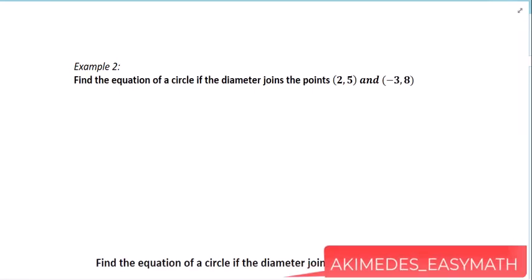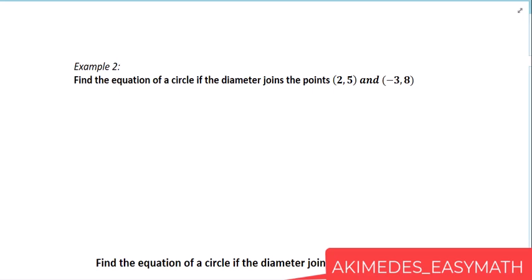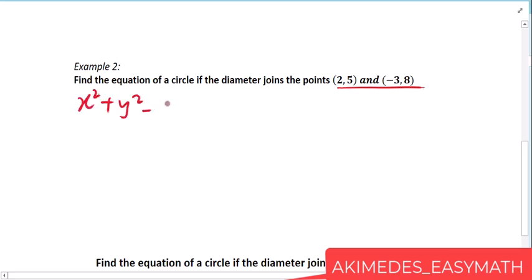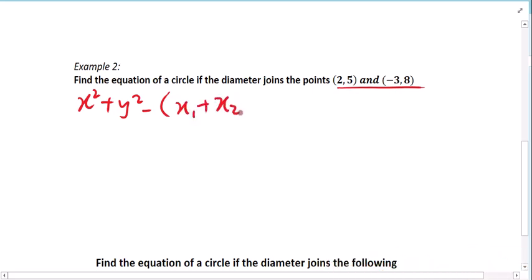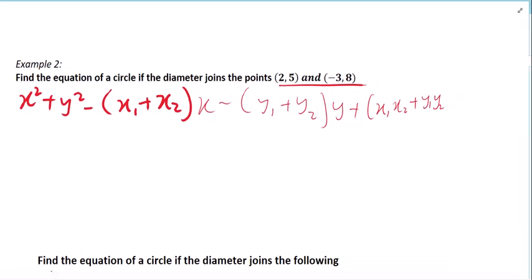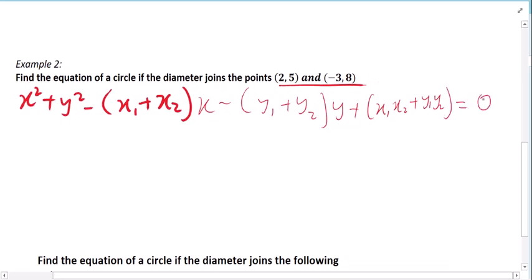So the question says, find the equation of the circle if the diameter joins the points (2, 5) and (-3, 8). So these are the points we are going to find the equation of it. But don't forget about the formula. And the formula is x squared plus y squared minus (x1 plus x2) times x, minus (y1 plus y2) times y, plus x1 x2 plus y1 y2, and all equal 0. So this is the formula we are going to use to solve the given question.